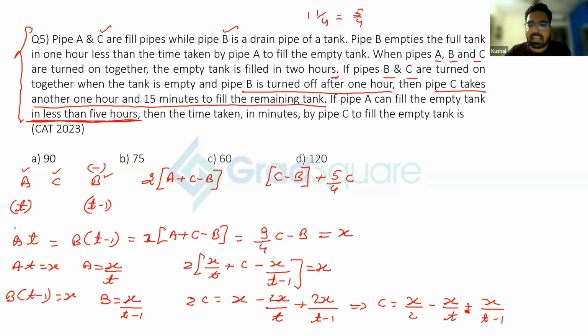Now, look at this last piece. C is available in terms of x and t. B is also available in terms of x and t. I can put it over here and x will get cancelled out. You will get one equation in terms of t. We need to solve that and get down to our answers. That's what we intend to do.